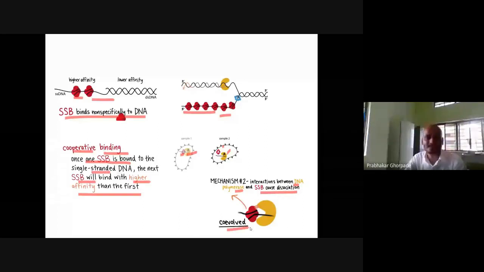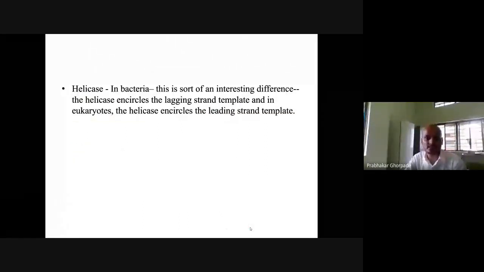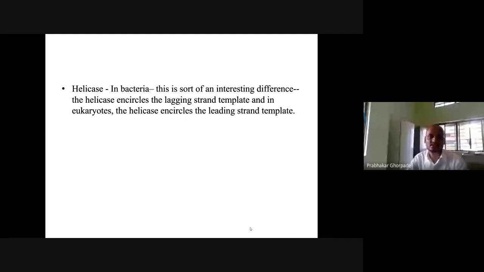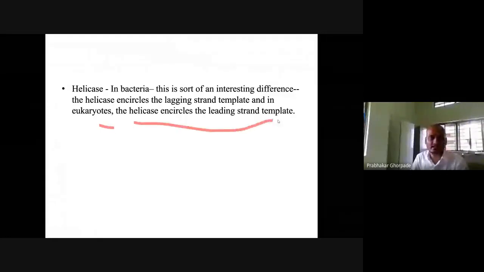Helicase in bacteria: this is an interesting difference. Helicase encircles the lagging strand template in bacteria, and in eukaryotes, helicase encircles the leading strand. Okay, so these are the differences. In eukaryotes, helicase will encircle a single strand, only the leading one. And in bacteria, it will be the lagging strand instead.